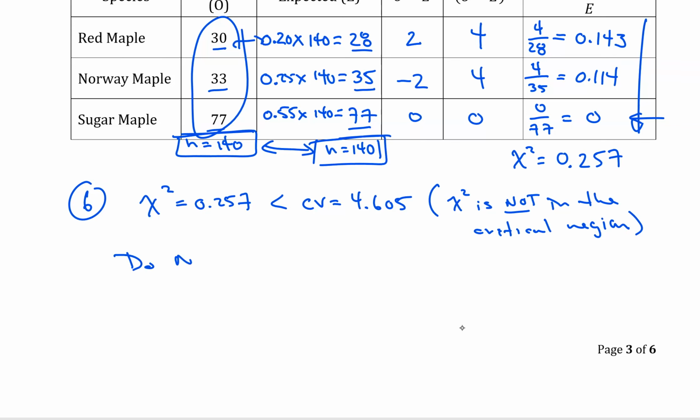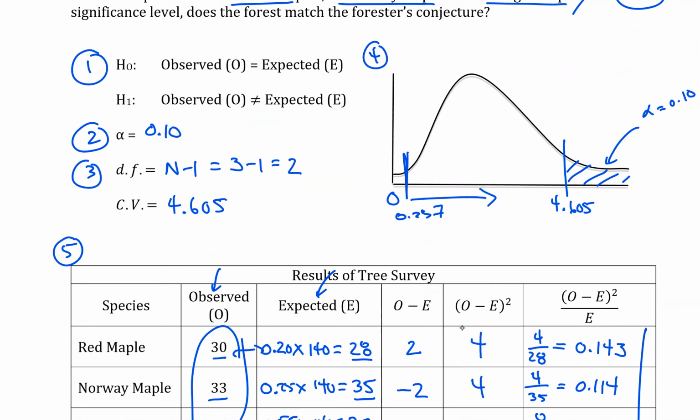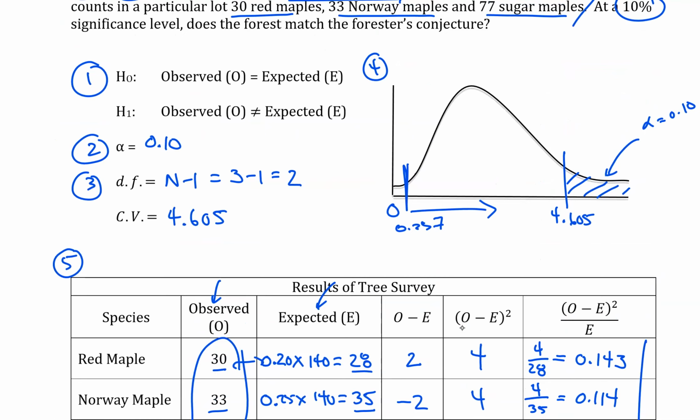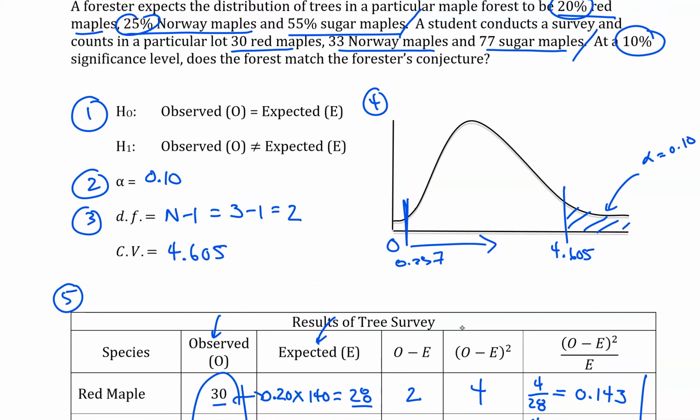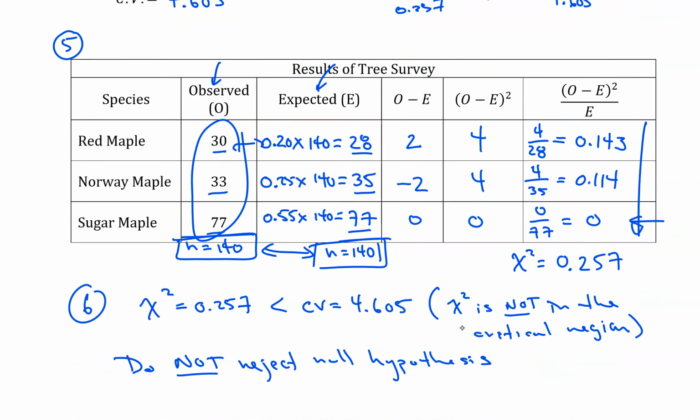So do not reject the null hypothesis. Do not support your alternative. So in the end, we wanted to cancel this out, we couldn't, so we have no support that we have a difference. So in the end, no significant difference in what we observed versus what we expected. So to answer the actual question, yes, the forest does seem to match the actual conjecture of what happened before.